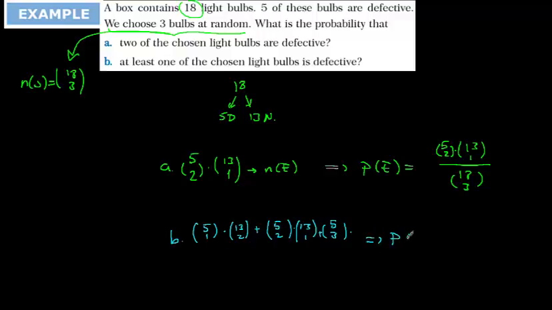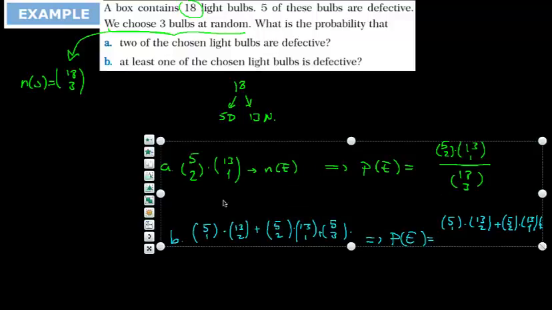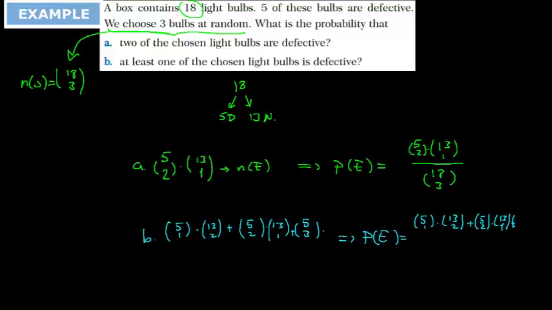Then the probability of this event is going to be equal to, I'm going to write all these: 5 with 1 times 13 with 2, plus 5 with 2 times 13 with 1, and the last one is 5 with 3, all over 18 with 3. Okay.